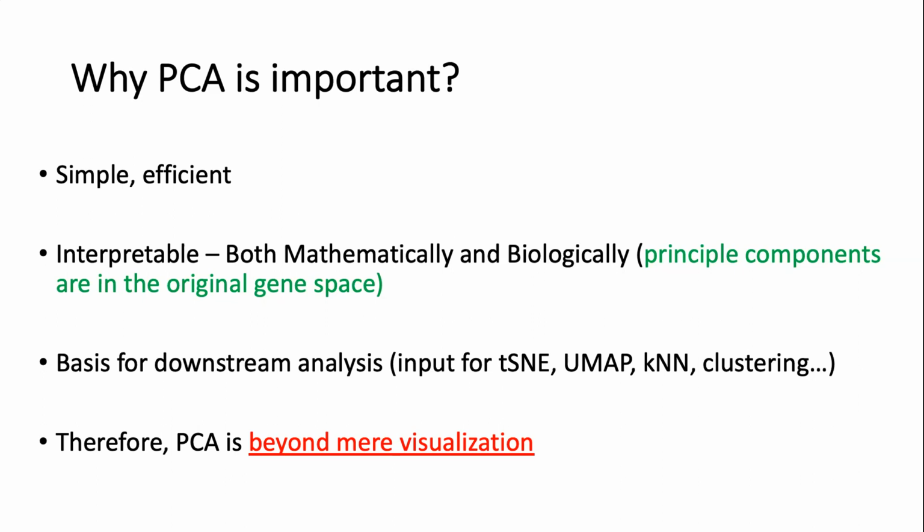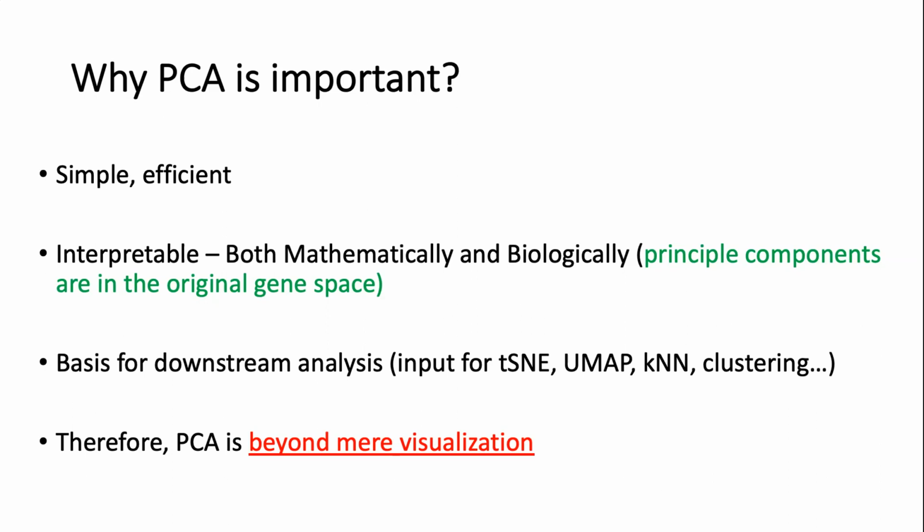So why is it important? First, it's simple, but it's also efficient. It's very easy to calculate. That is the first thing when you run a standard pipeline: you want to calculate the PCA. The second thing that is also very important in current single cell analysis is that you can interpret the results, both mathematically and biologically, because the principal components, the PCs, are actually in the original gene space. You can link the results with the original genes, but that is not the case for others.